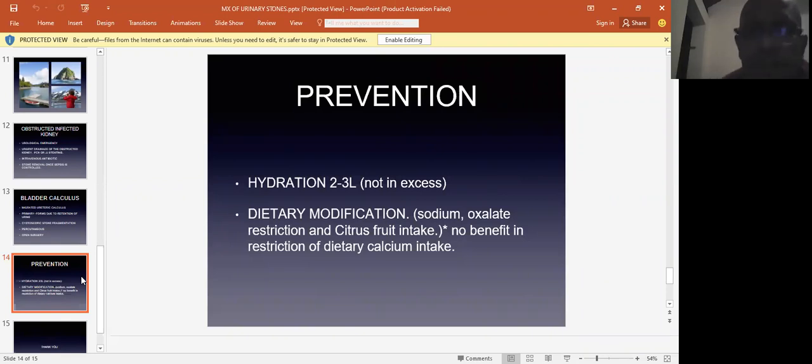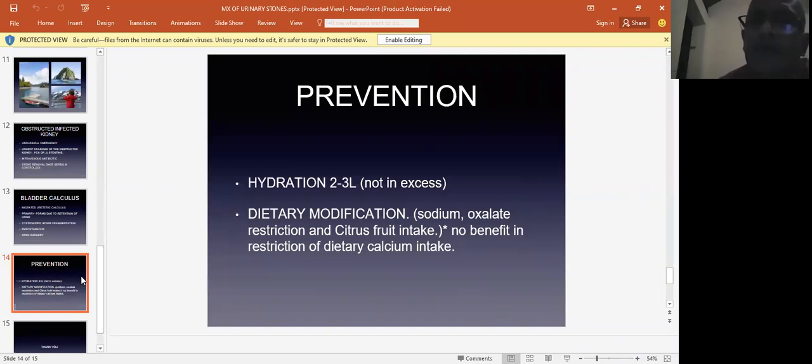The size of the stone has been gradually coming down over the years. 10 years ago, the guidelines told us to break even 2 centimeter stones and not to break bigger than 2. But the modern 2020 guideline tells us to stick to about 1.5 centimeter. The reason being, the bigger the stone, the larger the residual stones you're going to leave behind.